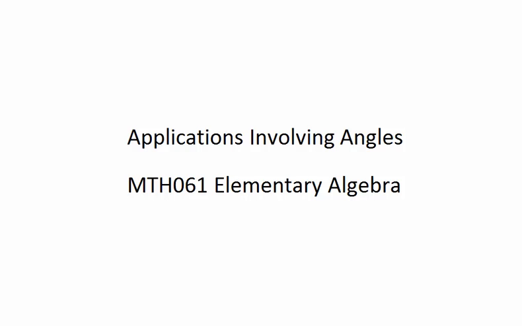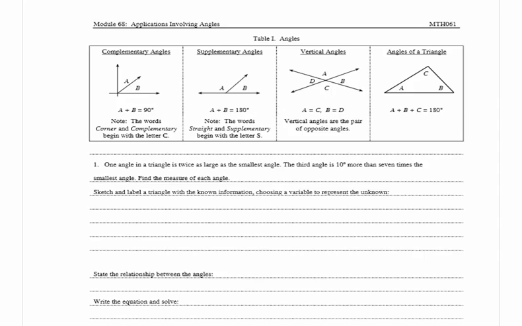In this video, we're going to look at applications involving angles. The three kinds of angles that we're going to look at are complementary angles, which are two angles that add up to 90 degrees, supplementary angles, where the two angles add up to 180, and vertical angles. And all the angles of a triangle add up to 180 degrees.